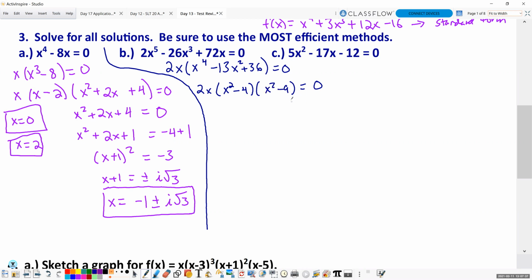Now you have a choice. You can continue factoring using difference of 2 squares. Make it x plus 2, x minus 2, x plus 3, x minus 3. It's up to you. Or you can go straight to the zero product property.